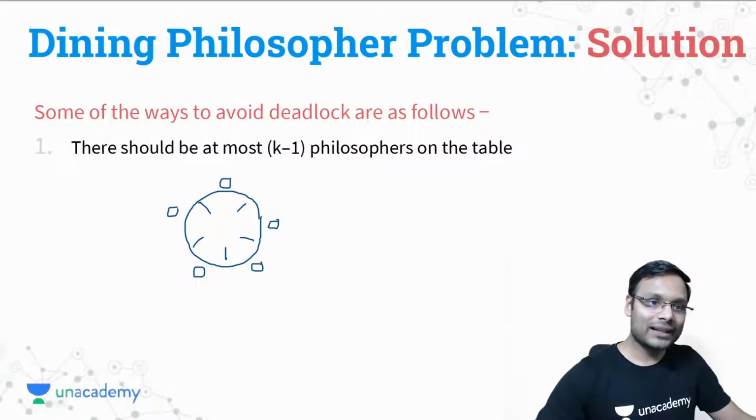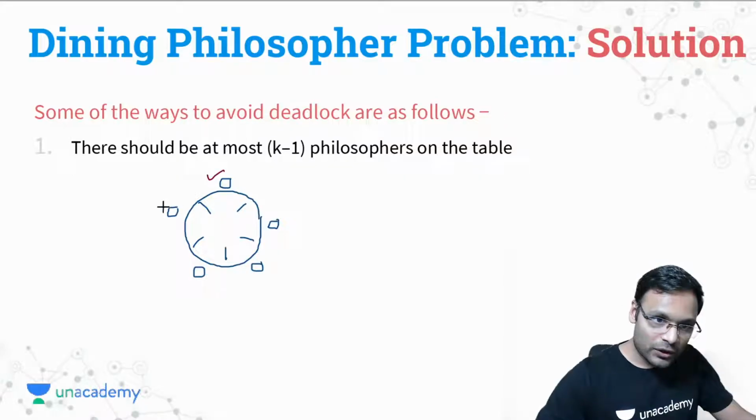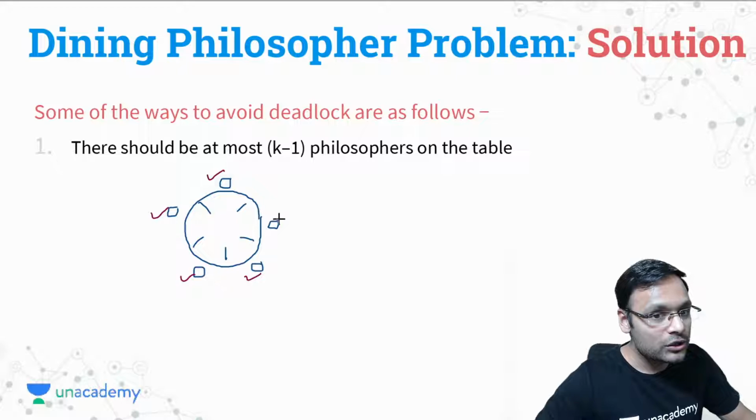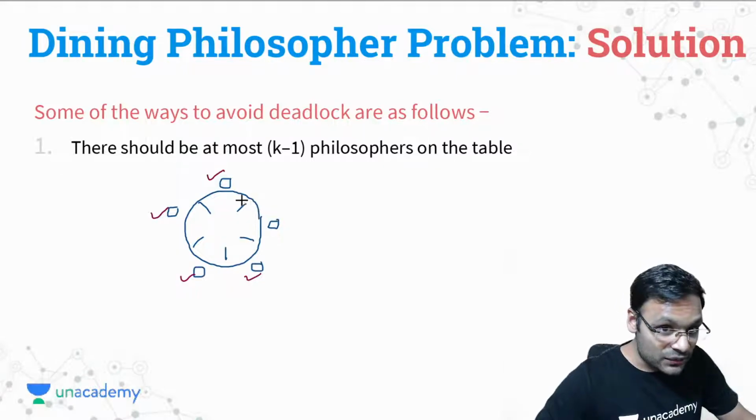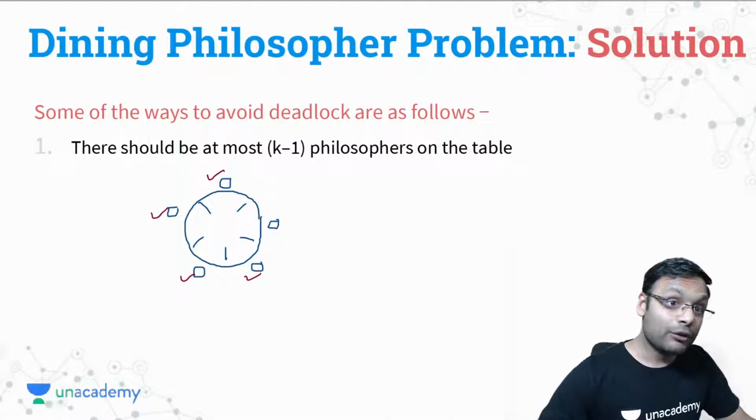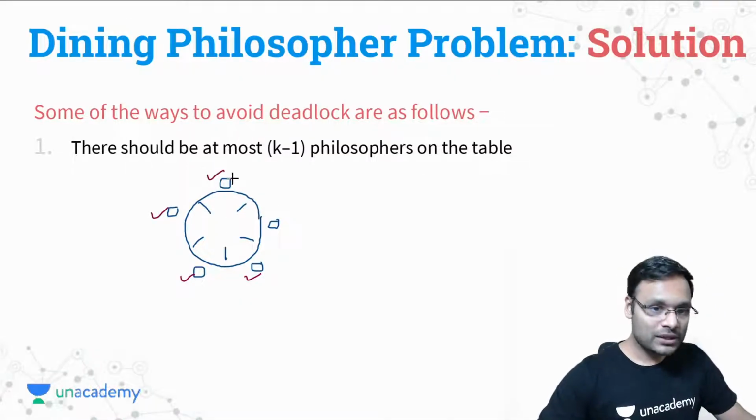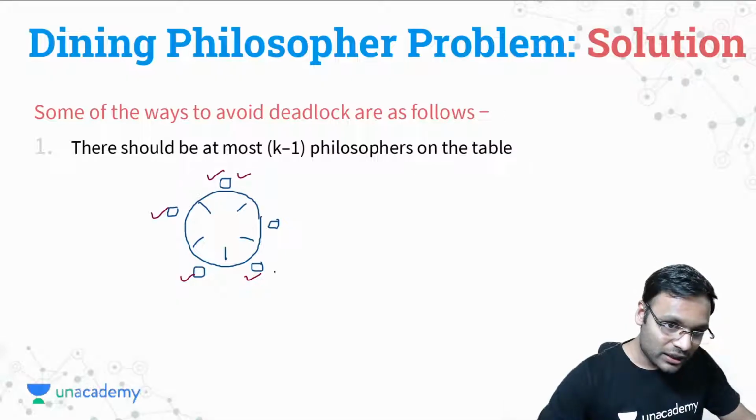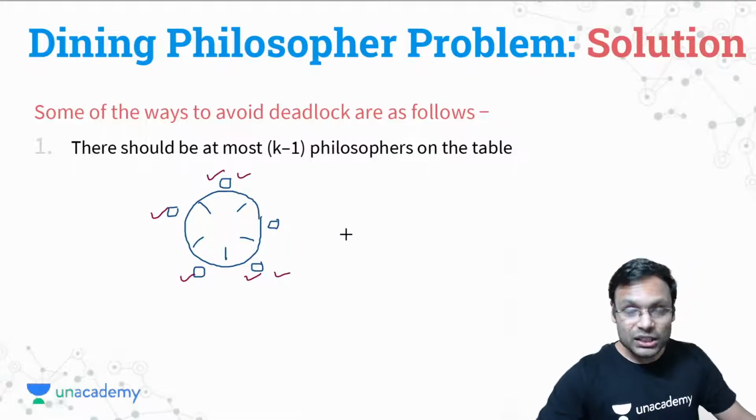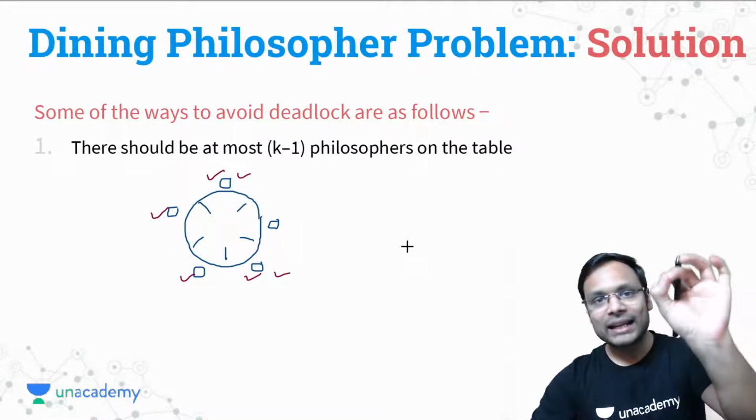What will happen in that case? Suppose we have this philosopher, this one and this one. This one is not present. If this fellow is not present, then these 2 chopsticks will not be acquired by any other person. If not acquired by any other person, then this will never wait for this chopstick. So at least one person can go ahead and eat.